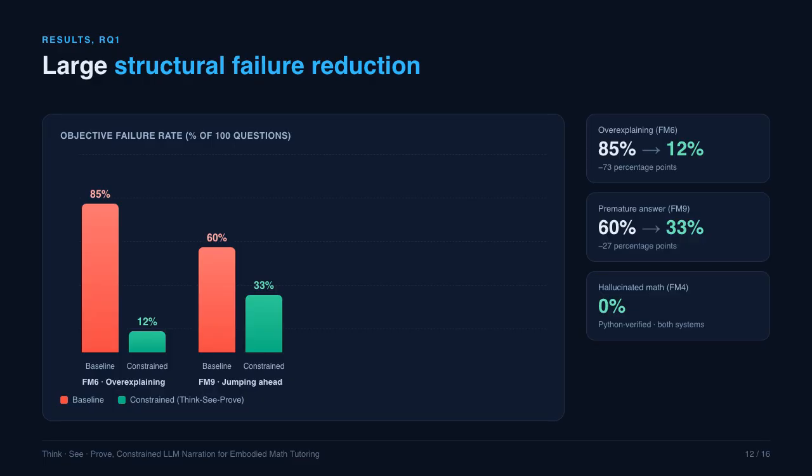One further result worth highlighting: hallucinated arithmetic, failure mode 4, is 0% in both conditions. That's because the model never performs the math, Python does, so there is simply nothing for it to get numerically wrong. That is the direct payoff of computing verified facts before any narration.